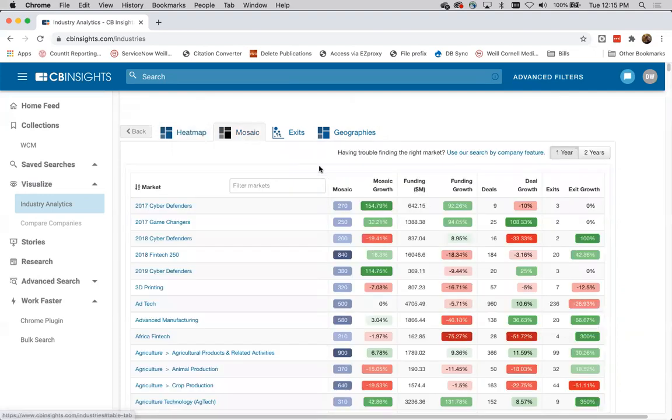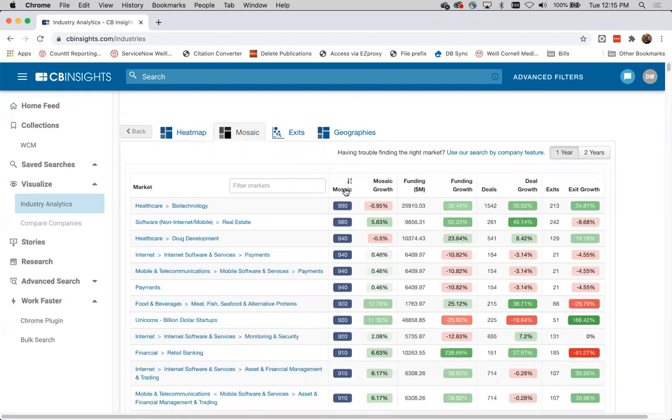CB Insights has this metric they called the mosaic, and it's essentially a ranking of activity. So how many transactions are being made, how much money is being put through, new companies, exits, and a couple other metrics that they've gone through. And a good way to see just what's going on, if you're not looking for something specific, is to go to the mosaic tab, and sort by mosaic. So at the top, you're going to get the quote unquote hottest areas. So the areas that have the most activity going on.